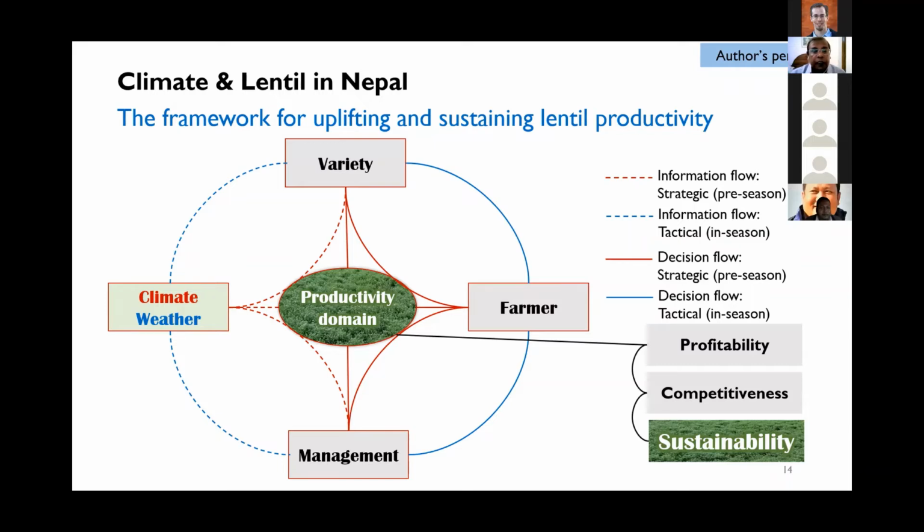The farmer, given his or her preferences and aspirations, makes the ultimate decision on variety and management options. The performance domain is influenced, secondly, by weather. Weather provides tactical, that is in-season information, moderating climate-based strategic information under changed weather circumstances.